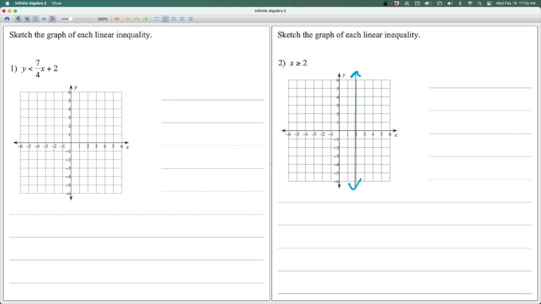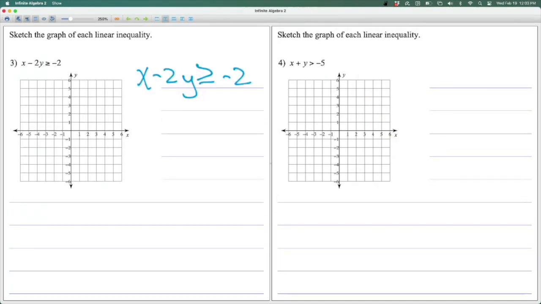This says that x is greater. So that means we're going to go towards the bigger numbers, and the larger numbers are over here to the right. We're going to shade these over here.